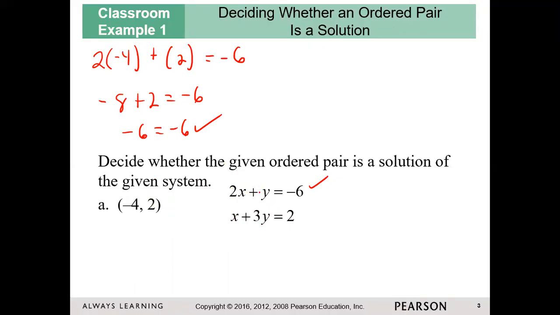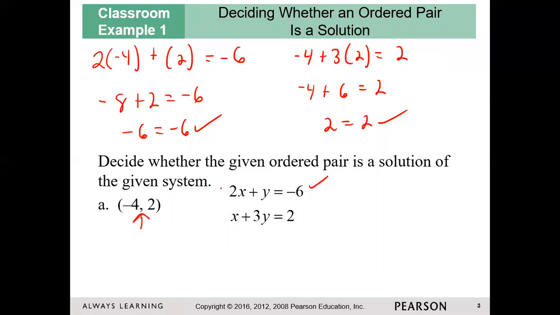It is a point on this line, so we're going to check to make sure that it's a point on this line as well. So -4 plus 3 times 2 is equal to 2. -4 plus 6 is equal to 2. And 2 is equal to 2, so it checks out for this one as well. So this is the ordered solution to the given system.